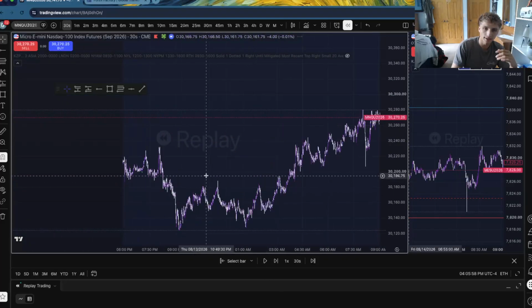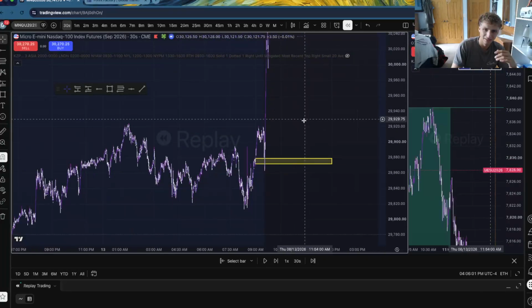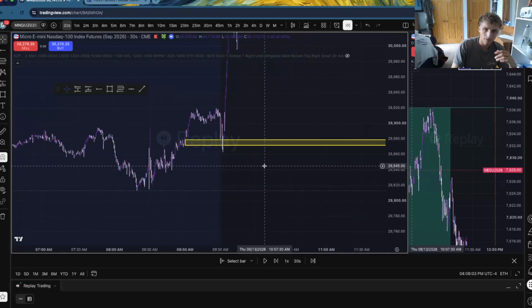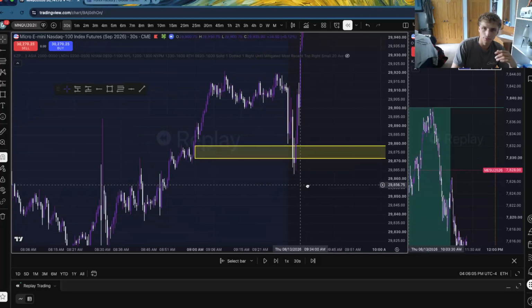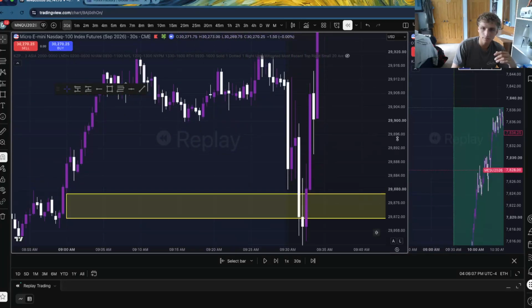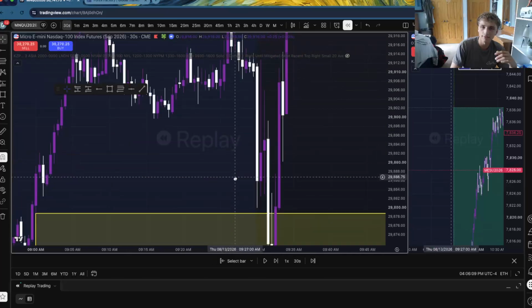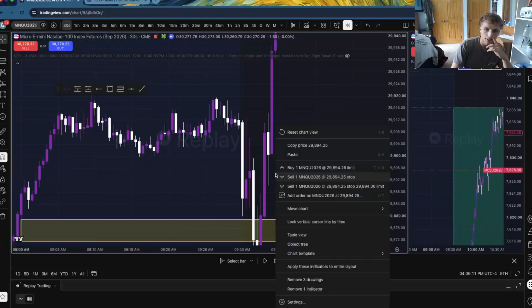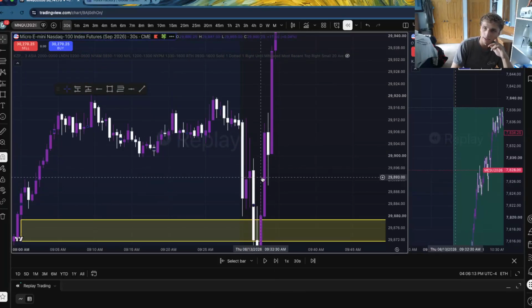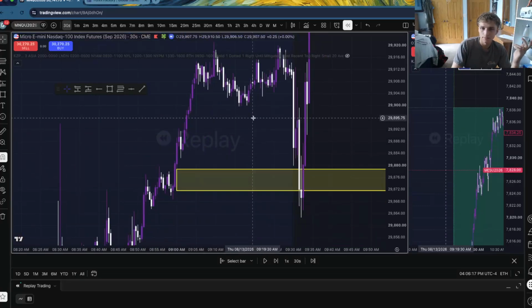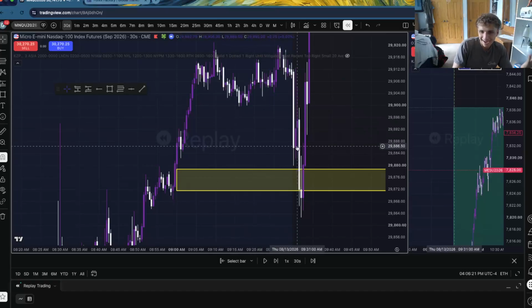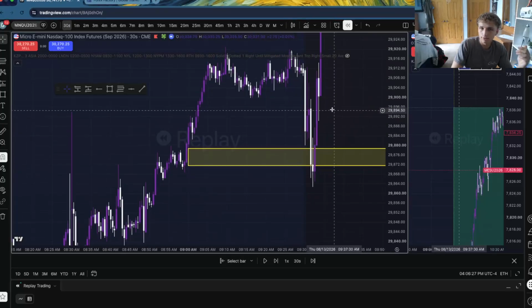Oh wait, I forgot. It's all the way down here. I probably still would have taken this trade if we didn't even have OTE, because we respected this 30-minute gap very nicely, and we got a change in state of delivery and a CISD and a displacement candle. Right. So fair value gaps, it's my favorite thing to use. Fair value gaps are my favorite thing, so I will find them as much as possible.